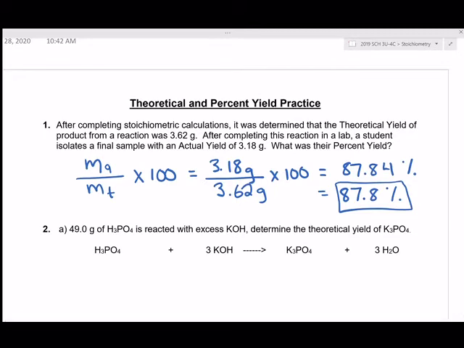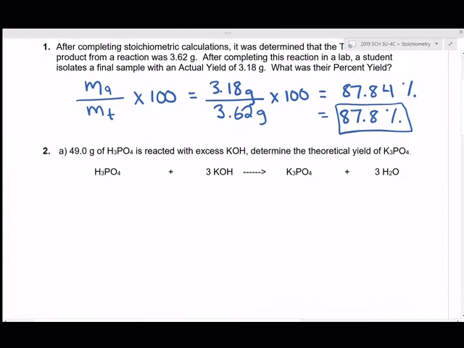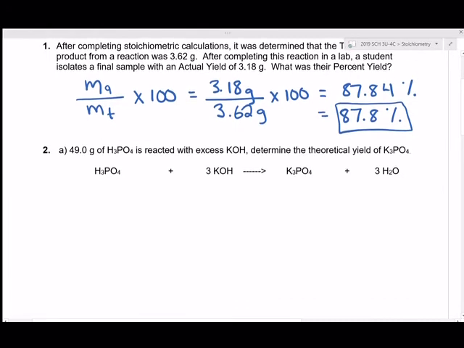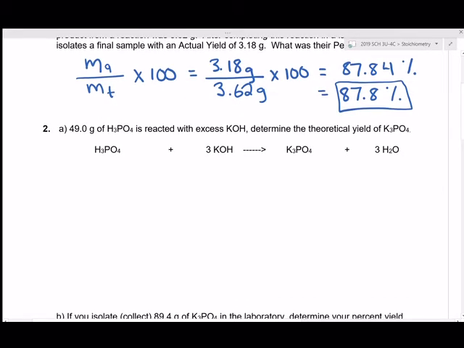Okay, so more complicated examples, we're just going to apply that to now stoichiometry. And the more practice you get at stoichiometry, the better. So first we're going to do that, and then we're going to figure out the percent yield. So we've got 49 grams of phosphoric acid reacted with excess potassium hydroxide. So there's lots of that. It's not going to run out. This is what's going to dictate our product.